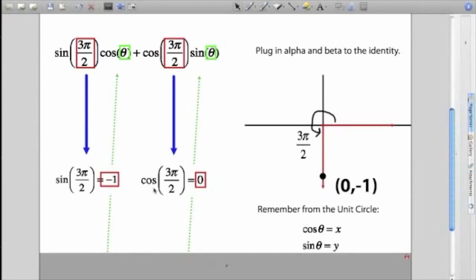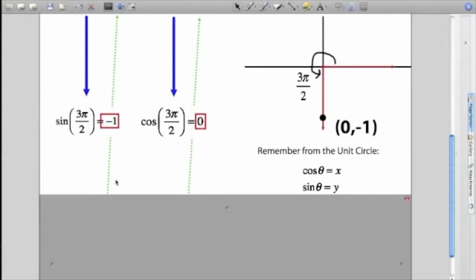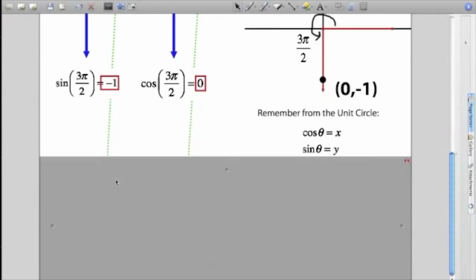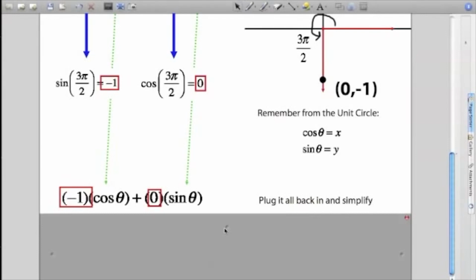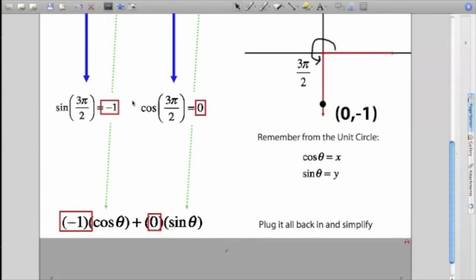On the other side, you have cosine of 3 pi over 2. Well, cosine, of course, is the x-coordinate, so I simply found the corresponding components, and we're going to make a substitution. This is just like the other identities, except this time we are substituting numbers instead of trigonometric identities. In my opinion, this is a little bit easier because you actually get to crunch a little bit of numbers instead of randomly doing all kinds of stuff that you have no idea about. So you can see we've taken the -1 and plugged it in here. I've taken the 0 and plugged it in here.